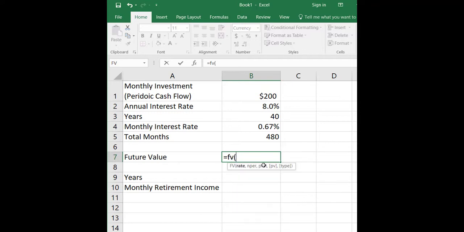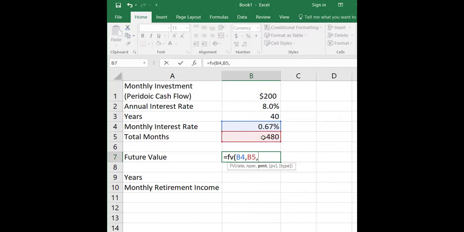Then it's just a matter of following the prompts in Microsoft Excel. First, Excel is asking for the rate. This is not the annual interest rate, so we select the monthly rate instead, and we type a comma. Next, we enter the number of periods. Simply click on the 480 and enter a comma.